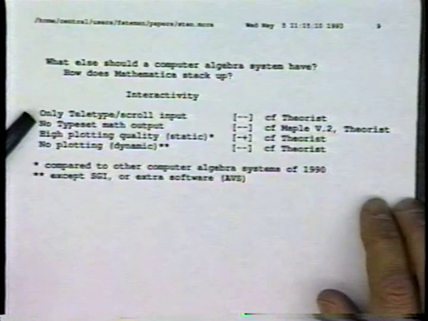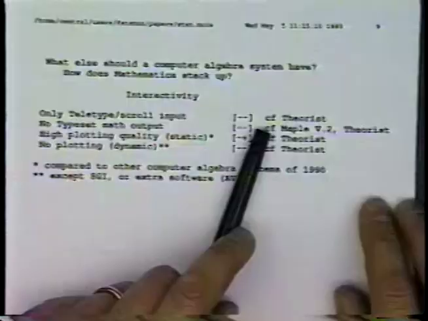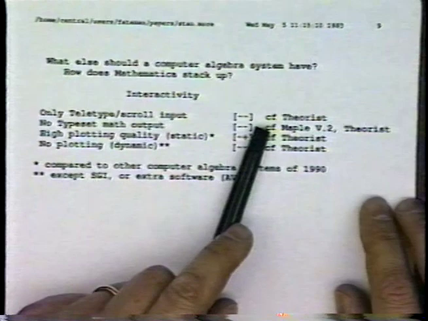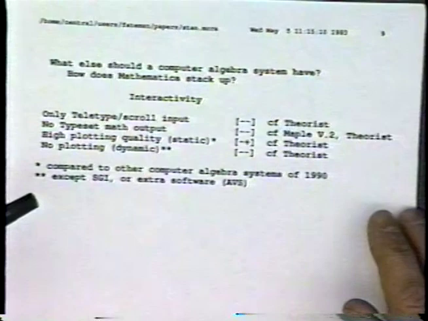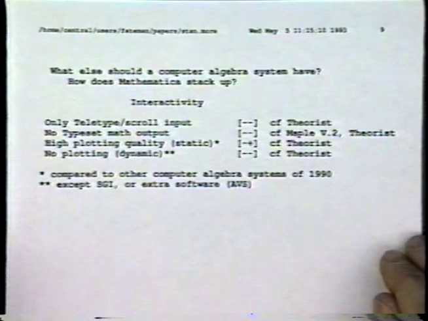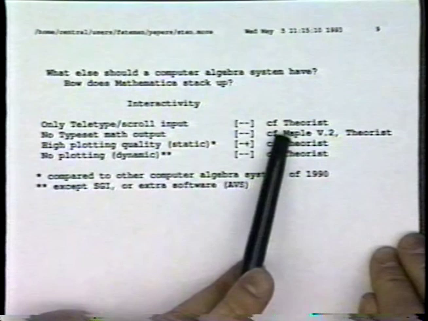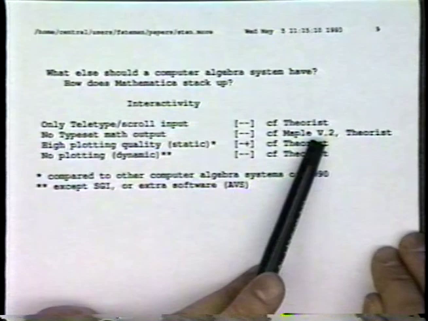In terms of interactivity, when you type in, you're only typing in to a teletype-like scrolling image, at least the Mathematica's I've seen. Compare this, for example, to Theorist or Milo, whose author is actually sitting here, where you can pick and move expressions and sub-expressions on the screen. In some experimental systems, you can actually write expressions with a pen on a tablet. There's no typeset math output. Maple 5 version 2 has typeset output. That is, the exponents are different sizes, and subscripts are different sizes, and so forth. Theorist does a very good job of this also.